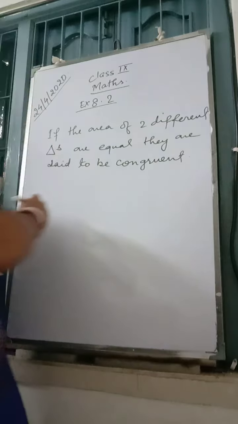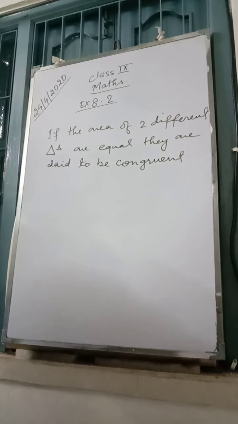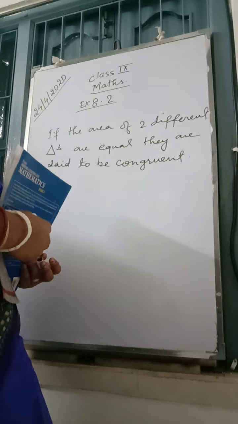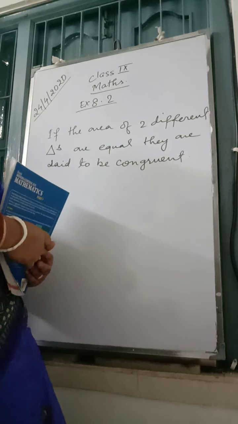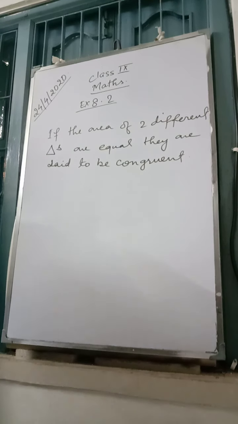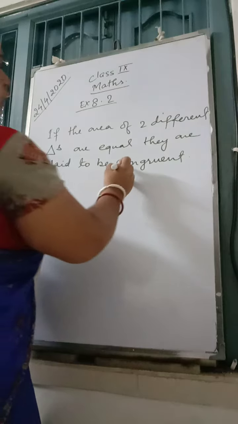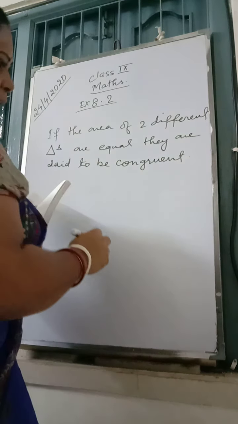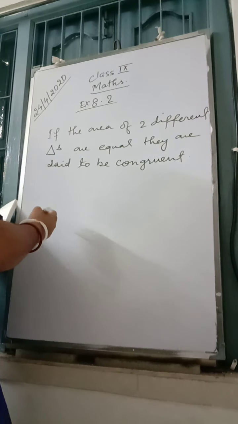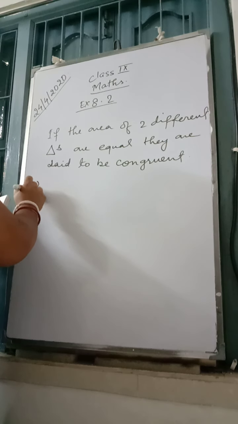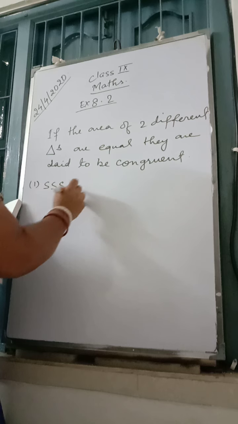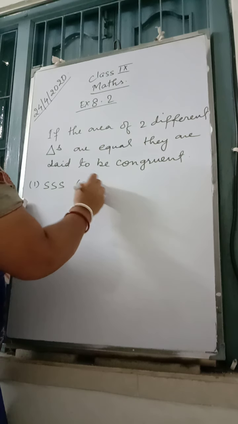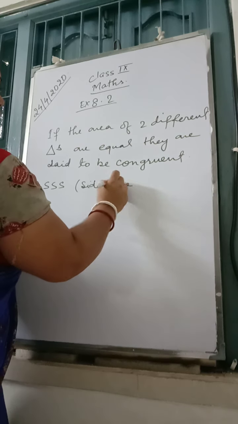Now, every time it is not possible that we'll be finding areas of the triangles. So, in this case, we have certain norms, certain rules on which it is based whether the triangles are congruent or not. Those conditions, those criteria: first is SSS. It represents side, side, side.